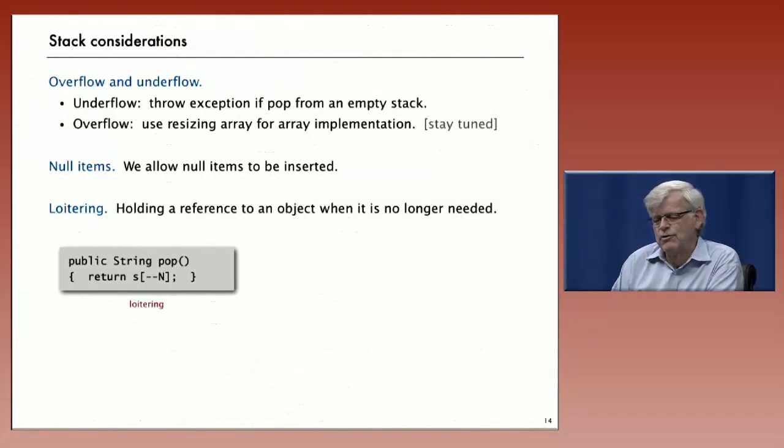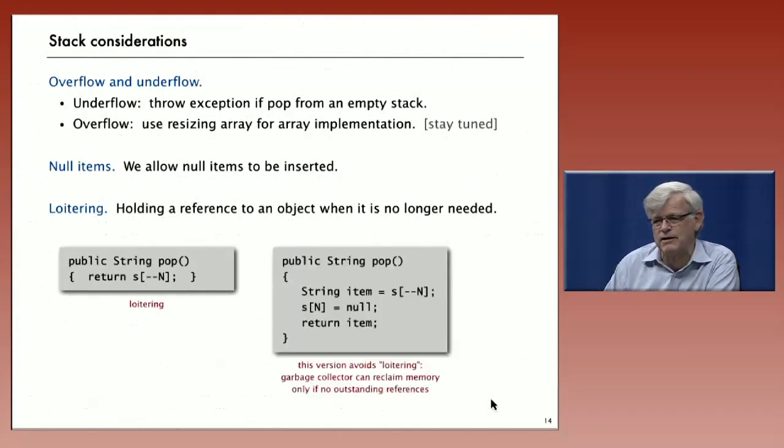There's another issue about whether clients can insert null items into the data structure. In this case, we do allow the client to insert null items, but we do have to worry about, in Java, a problem called loitering, and that is the idea that we have references to an object in our array implementation in the stack array when we're not really using it. So when we decrement that value, there's still a pointer to the thing that we took off the stack in that array, even though we know we're not using it. The Java system doesn't know that.